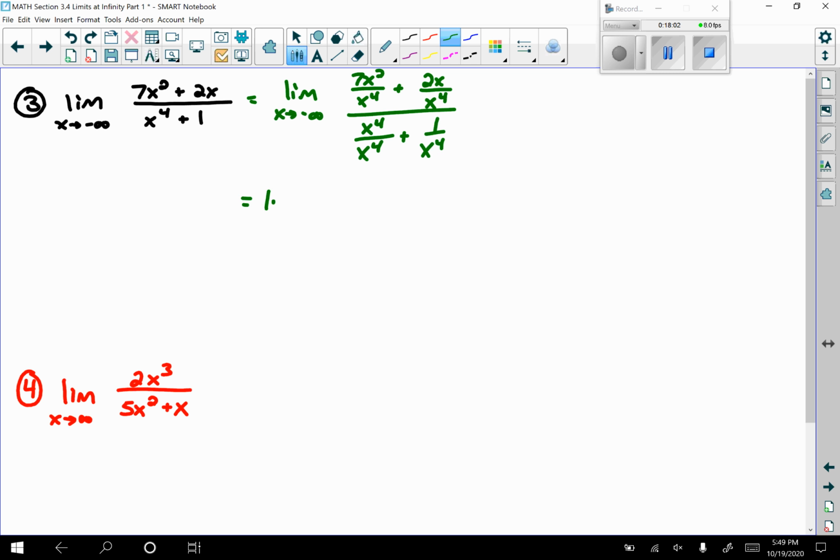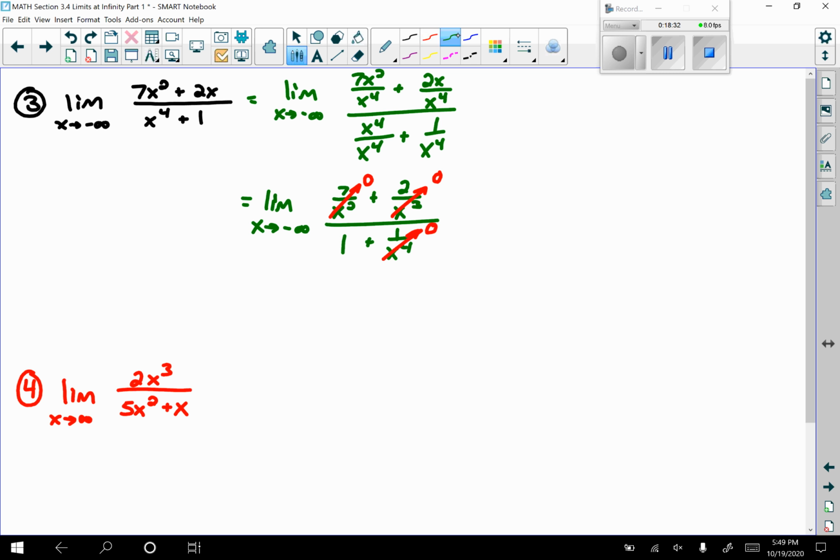So again, I still want to simplify this. So I'm going to get a 7 over x squared plus a 2 over x cubed. Then this first denominator term is going to give me a 1 plus 1 over x to the 4th. So again, everything that has a fraction, as the limit as x is approaching either plus or minus infinity, is still going to go to 0. This is still going to go to 0. This is still going to go to 0.